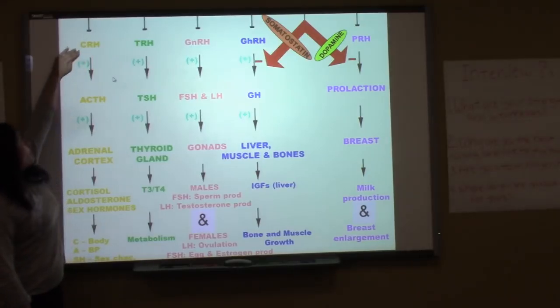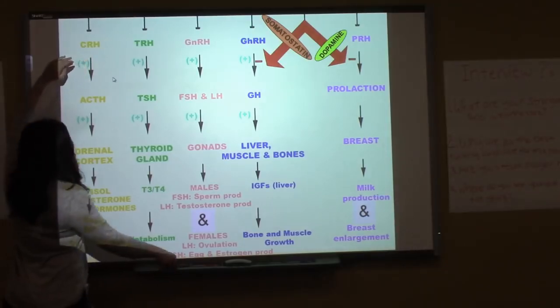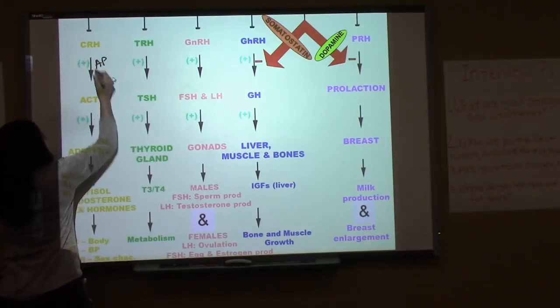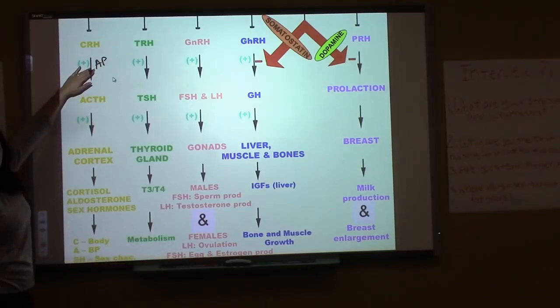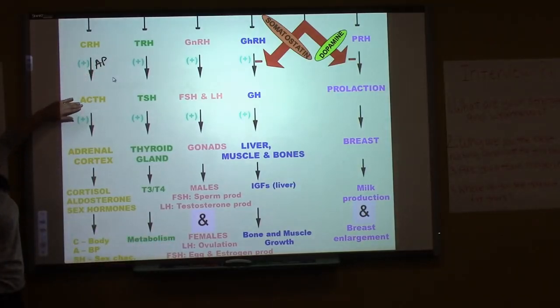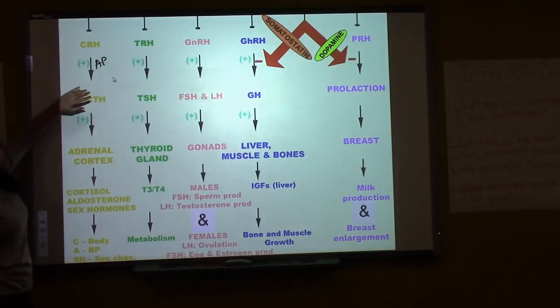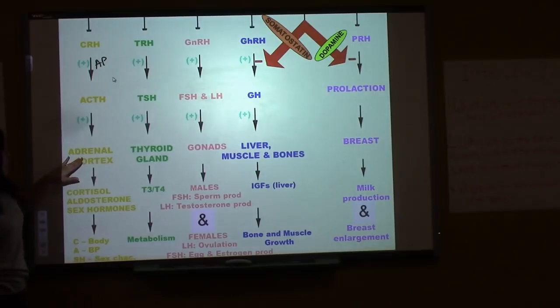The hypothalamus will release a hormone called CRH, corticotropin releasing hormone. CRH will now stimulate the anterior pituitary to release a hormone called ACTH, adrenocorticotropic hormone. ACTH will now stimulate the adrenal cortex. The adrenal cortex in turn will release 3 hormones: cortisol, aldosterone, and sex hormones.